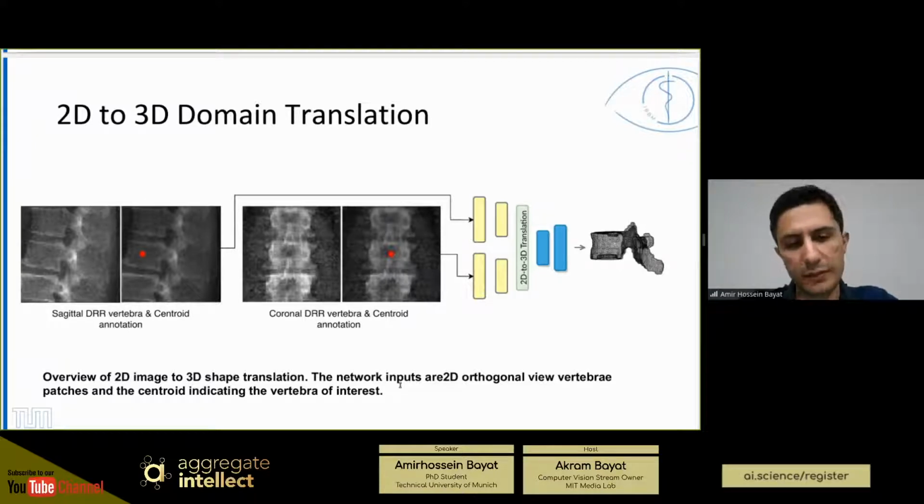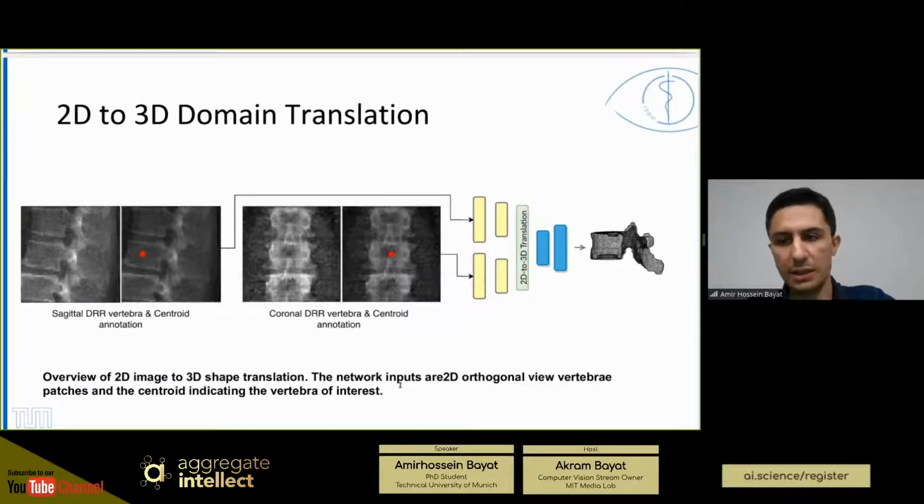And the importance of having these annotations in here is that in an image patch, we might have more than a single vertebra. So we should clarify for the model which vertebra is the vertebra of interest for us. So by adding this annotation and concatenating it as an input to the network, the network learns which vertebra to select in each patch and reconstruct the 3D shape.